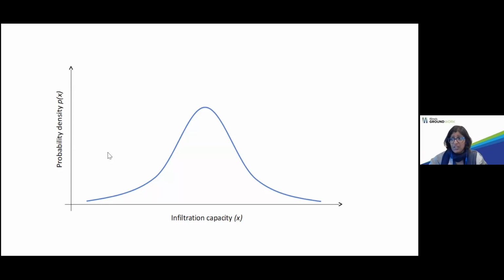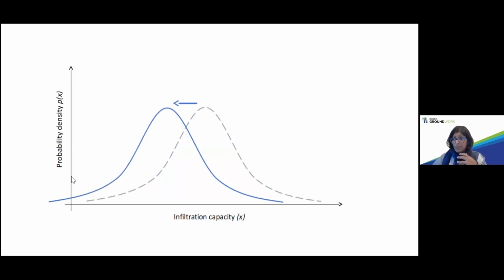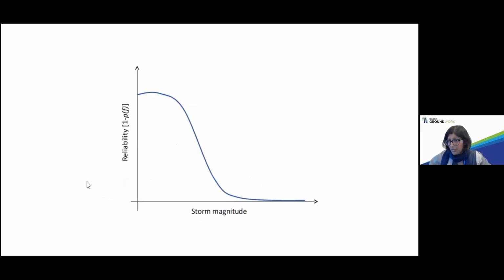Some of these distributions can change over time. So think about what happens when your rain garden gets clogged, for example. Your infiltration capacity of the soil will go down as it gets clogged, so the probability distribution of that infiltration capacity will shift to the left. We capture the impact of all of these changing uncertainties on our green infrastructure performance using what's known as a reliability curve. And reliability is simply the probability that a system will successfully meet a target or goal.